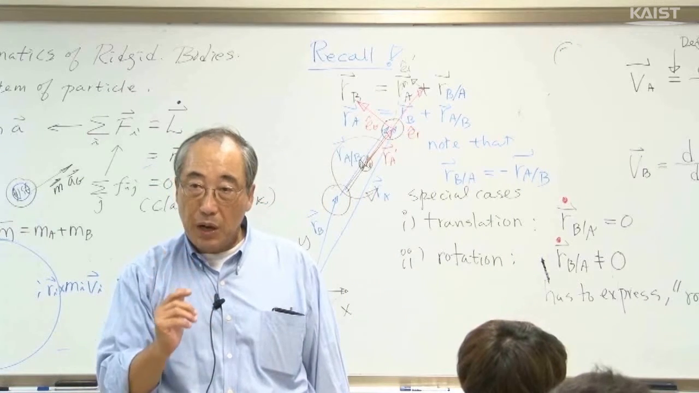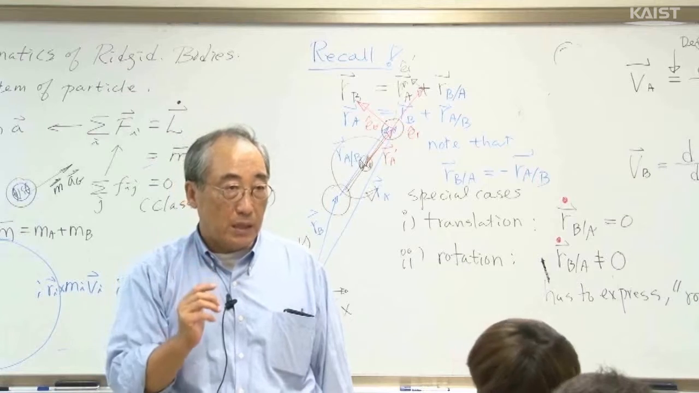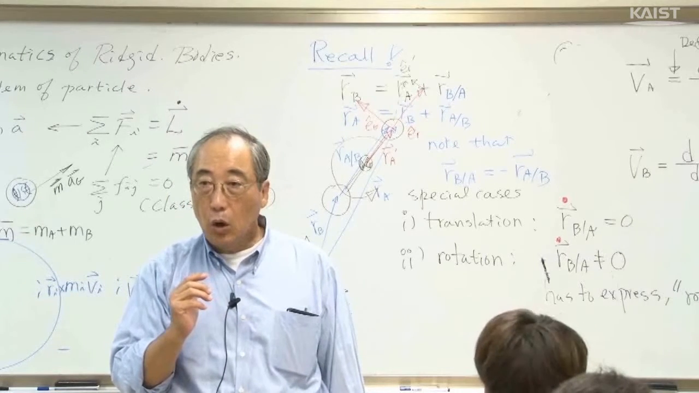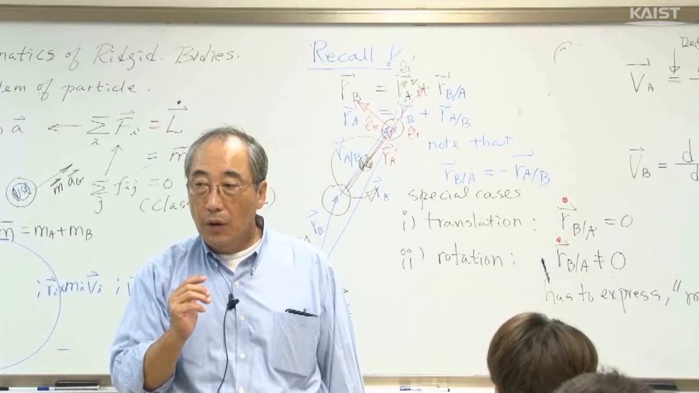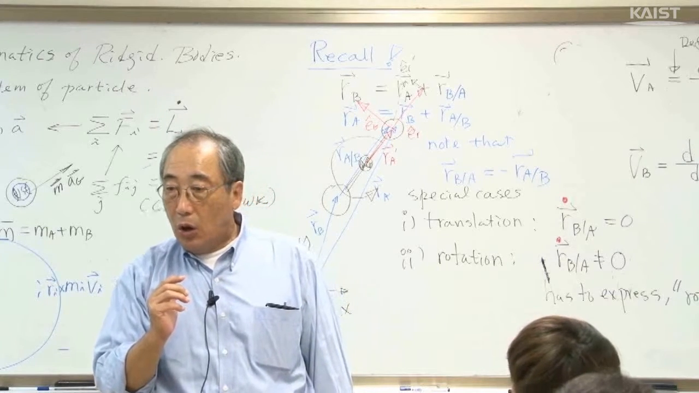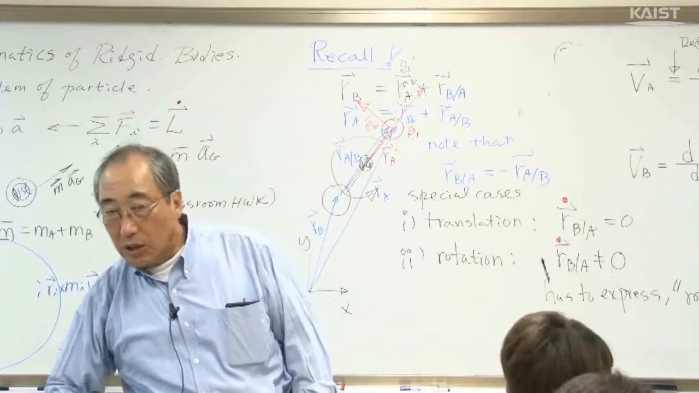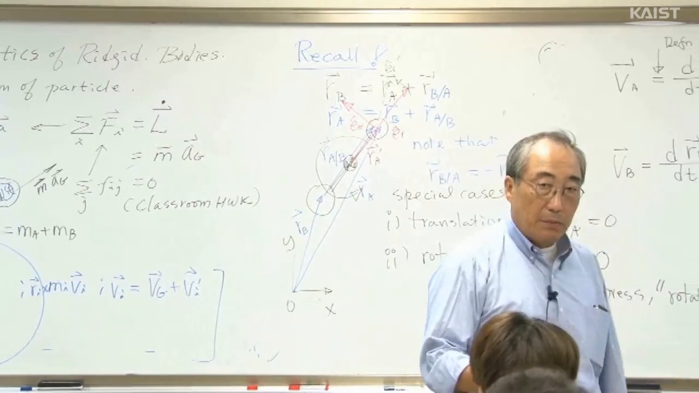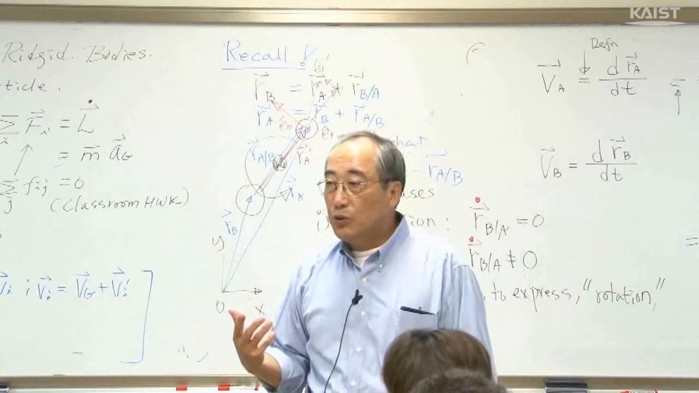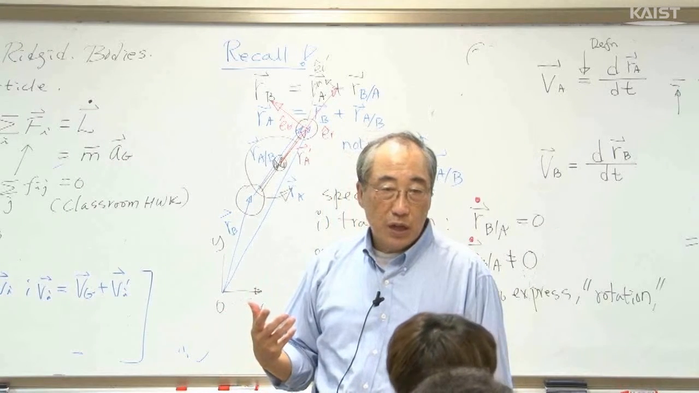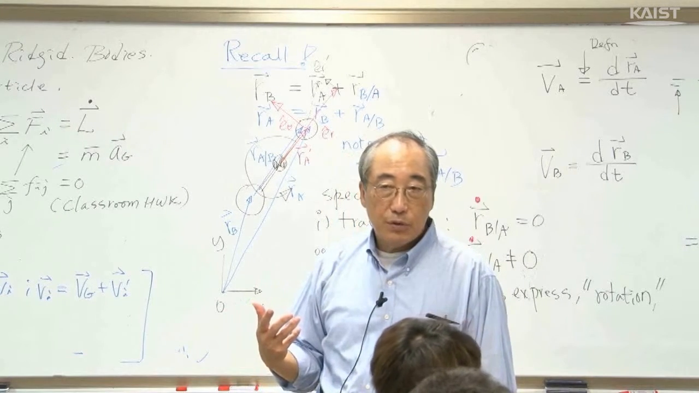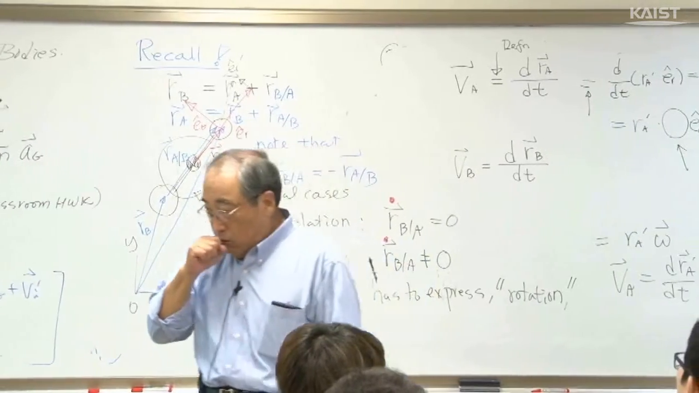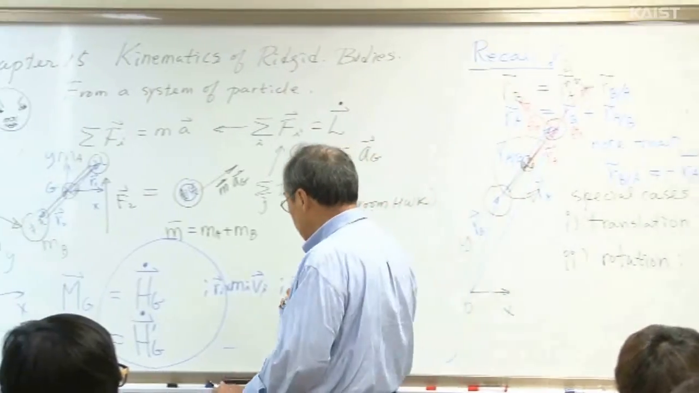We can express omega as a vector. Omega is a vector. That makes everything compact and easy, but in the beginning that makes you so puzzled and will sometimes give you a headache. And another thing, let's see.